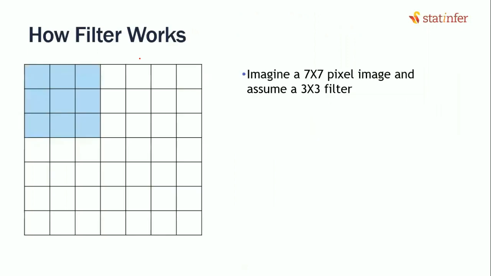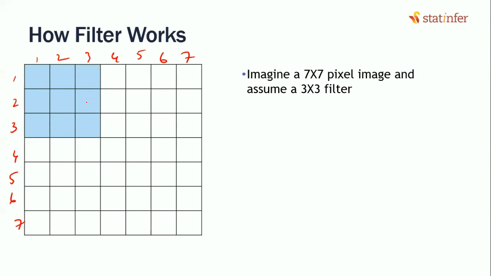Okay. Let us suppose this is the image. It has 1, 2, 3, 4, 5, 6, 7 pixels. This is the image. And the blue color one that you see here, that is a filter.